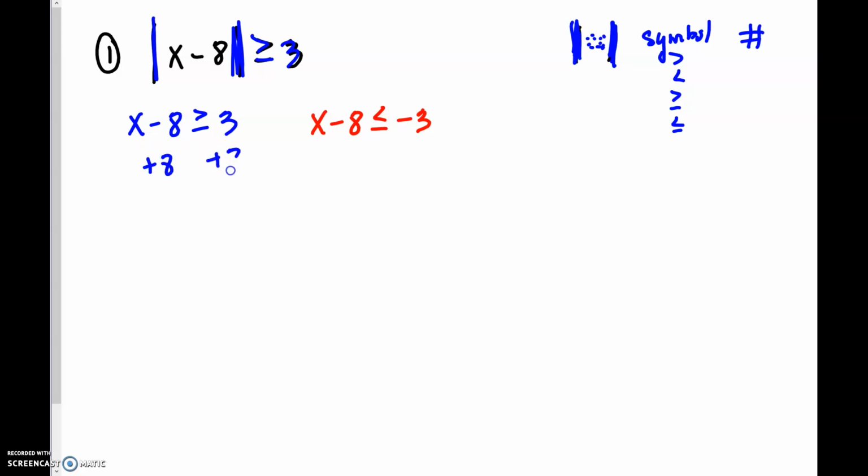Plus 8, plus 8. So x is greater than or equal to 11. And then plus 8, plus 8. So x is less than or equal to 5.